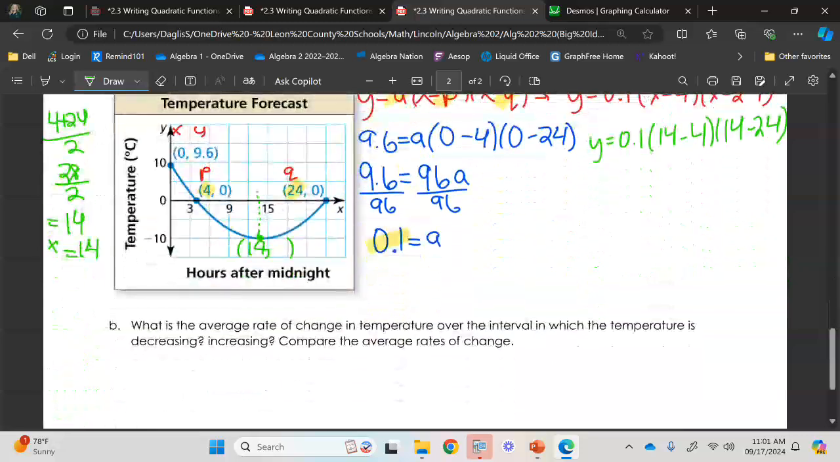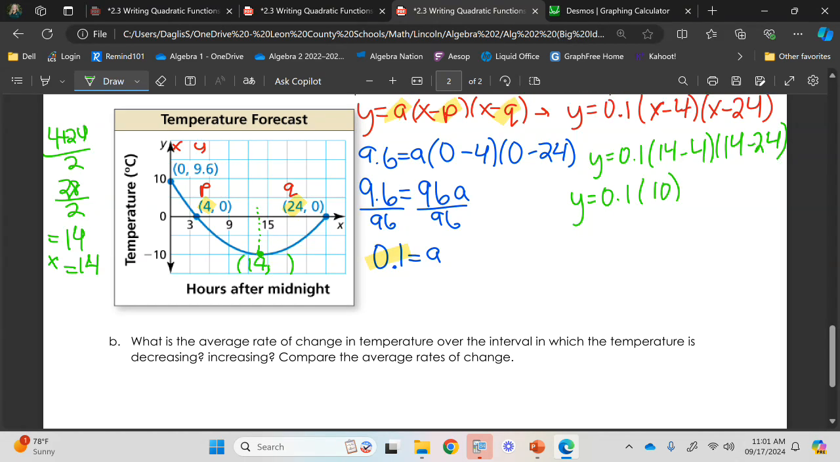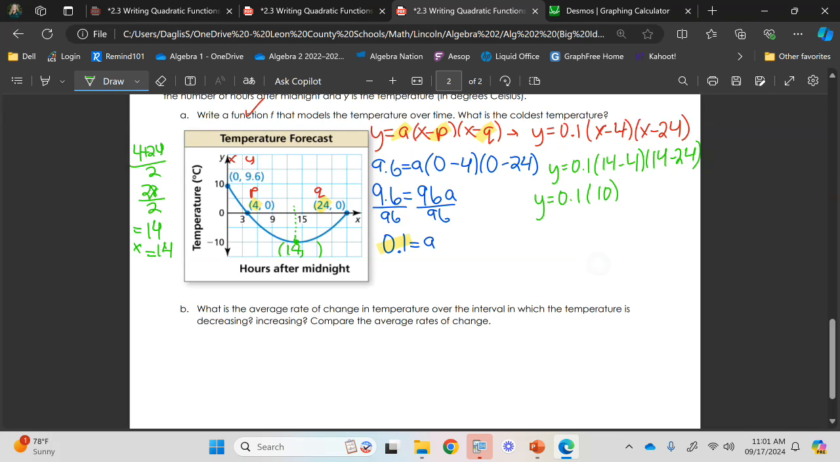Okay. 14 minus 4 gives me what, 10? 14 minus 24 is negative 10. And when you multiply all those together, what do you get? Negative 10. So our coldest temperature is negative 10 degrees Celsius.